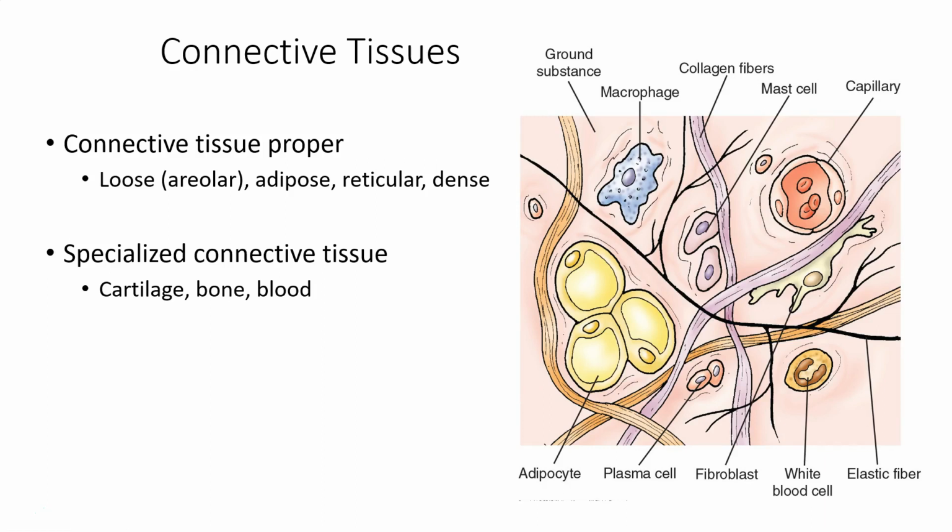Connective tissues are found all around the body, and so they're often specialized for different functions. So regular, what you think of as a good old-fashioned connective tissue would be things like our adipose tissue, our areolar tissue. There's also reticular tissue. And then we have some very specialized tissue like cartilage, bone, and blood.